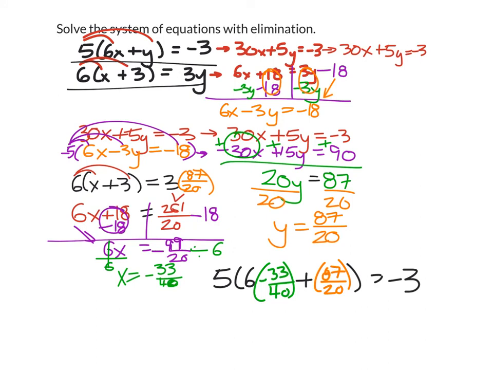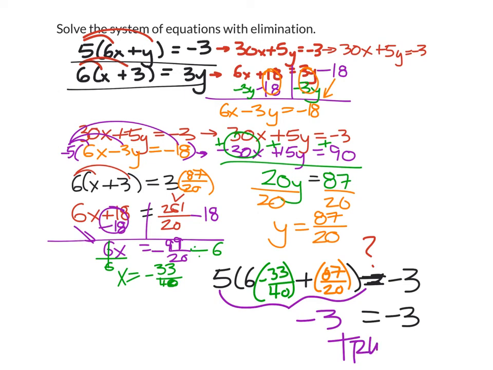And all I'm going to do from here is type this into the calculator, and again, we're checking for truthfulness here. So I just want to make sure that these are actually equal to each other, right? So on the one side, this is just equal to negative 3. So after I type all of this stuff into my calculator, I should get negative 3. Let's find out. And yeah, my calculator spit out negative 3 as well, which means it's a true statement. Then I know that my two answers were correct. X is negative 33/40, and y equals 87/20.